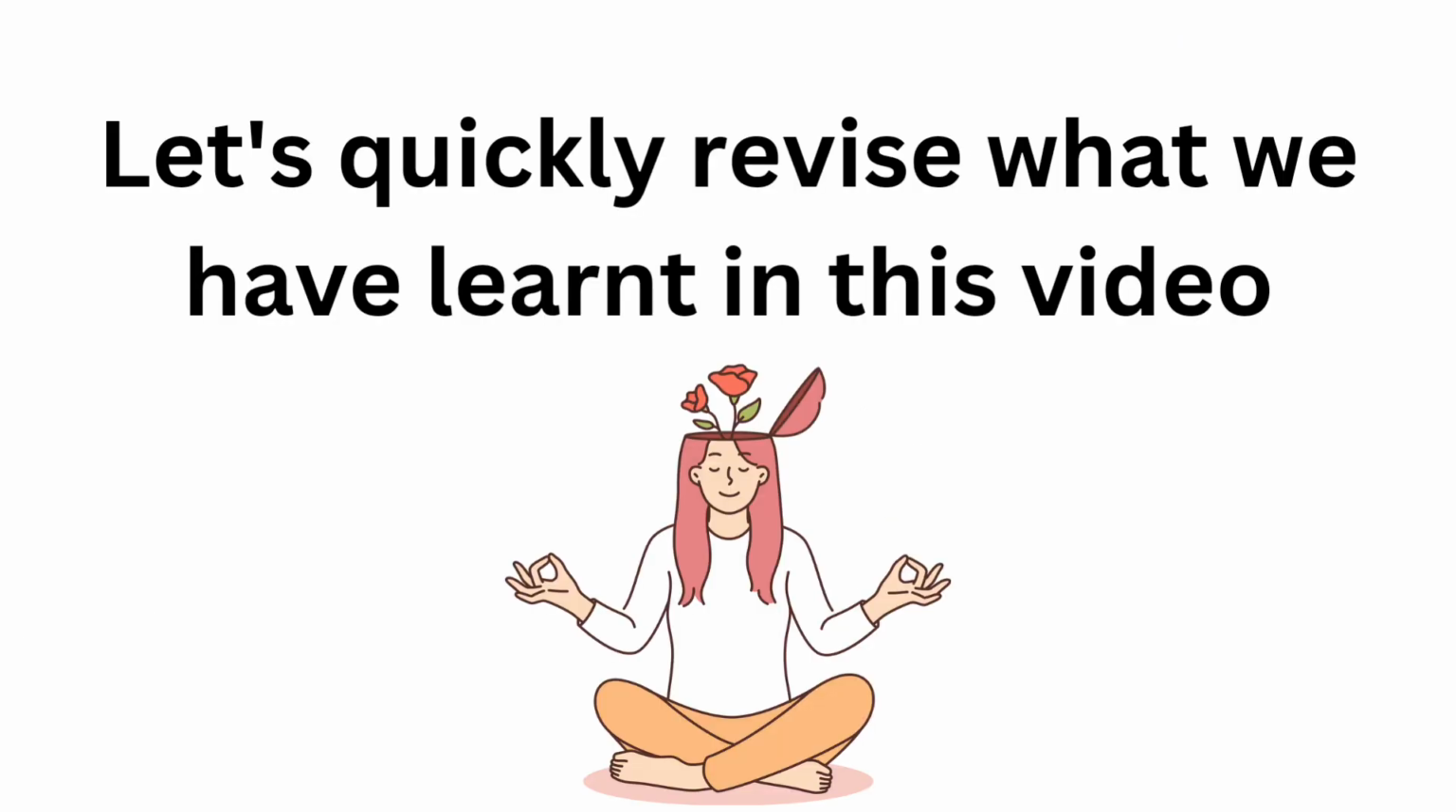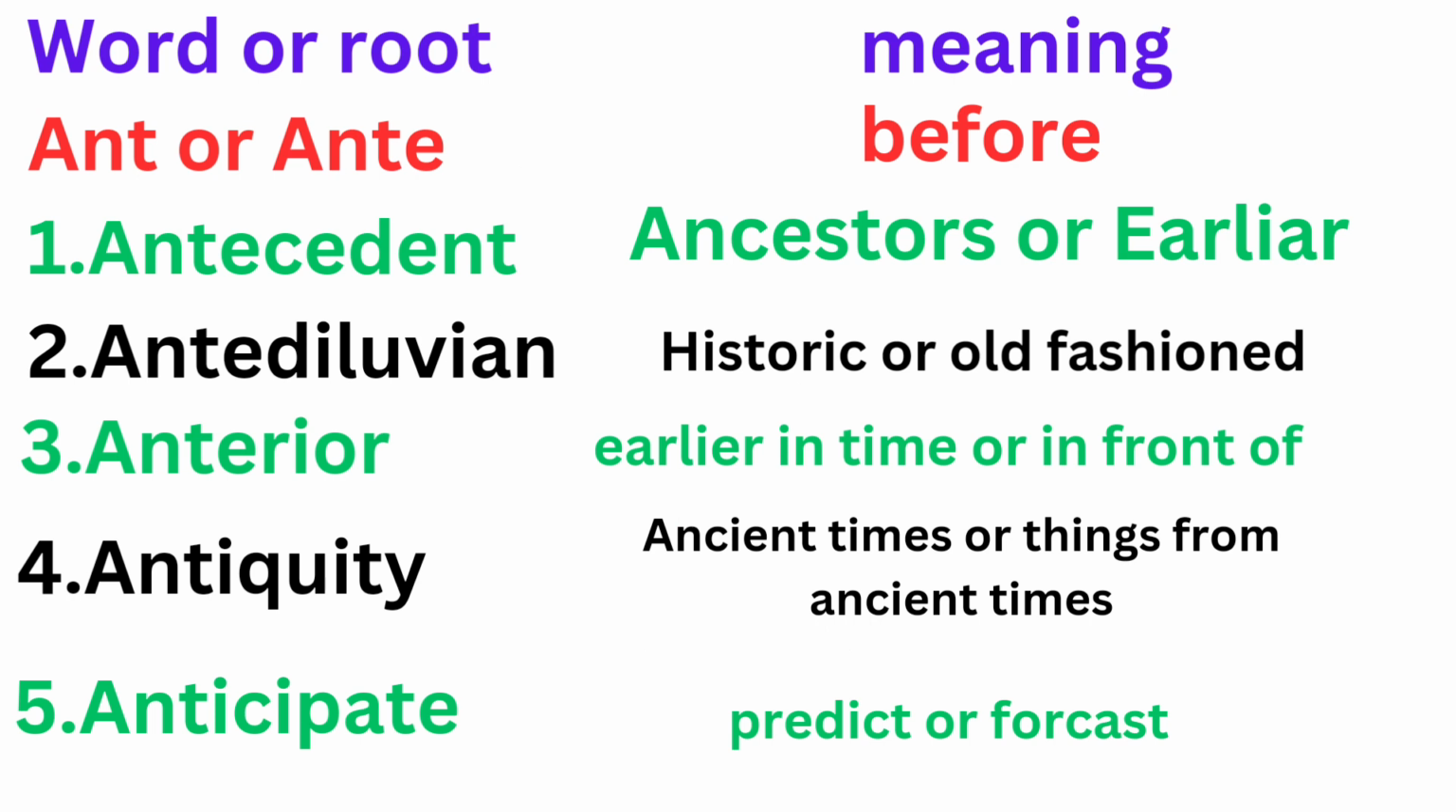Now let's quickly revise what we have learned in this video. Our root word was ant or ante, which means before. First word is antecedent, which means ancestors or earlier. Second word is antediluvian, which means historic or old fashioned. Third word is anterior, which means earlier in time or in front of. Fourth word is antiquity, which means ancient times or things from ancient times. Fifth word is anticipate, which means predict or forecast.